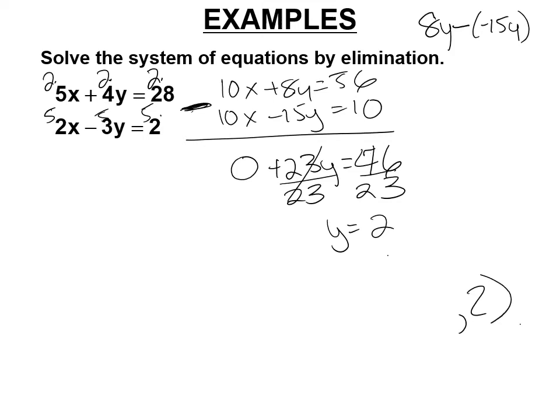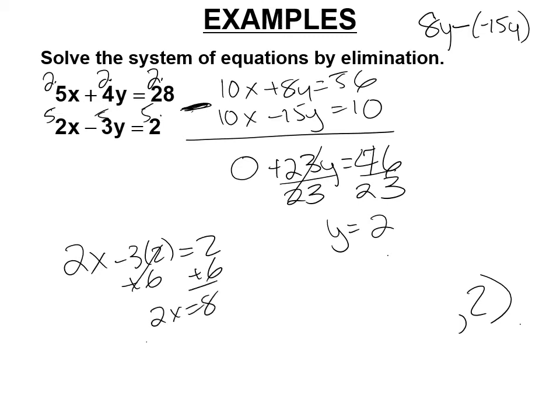And so then 2 goes in for y in either equation. I picked the bottom one. It really doesn't matter. Negative, that 3 times negative 6, so I'm adding 6 to both sides. 2x equals 8. Divide by 2. X equals 4. They intersect at 4, 2.